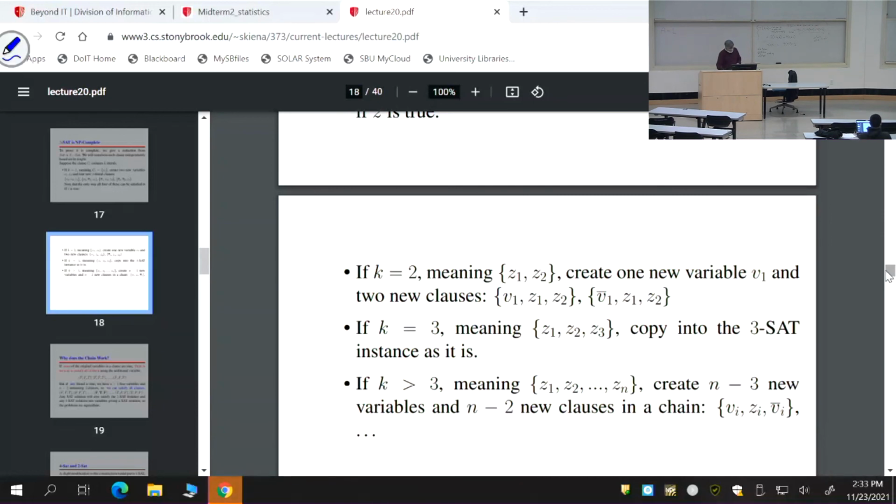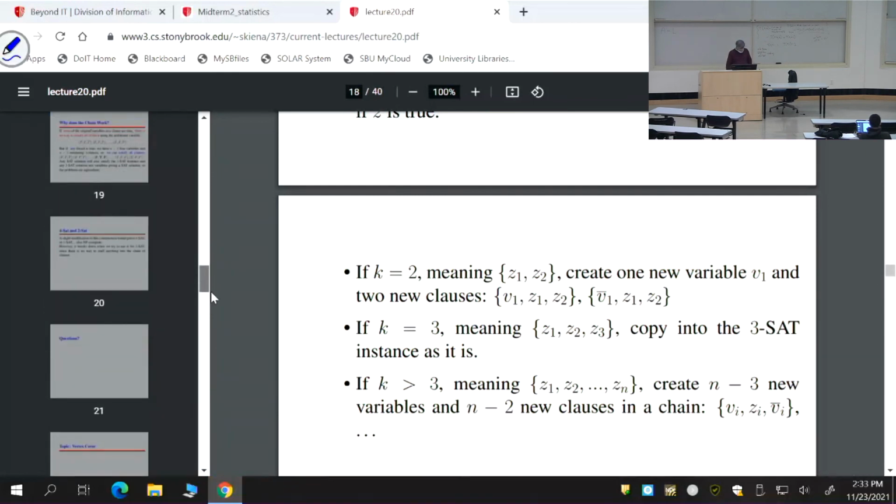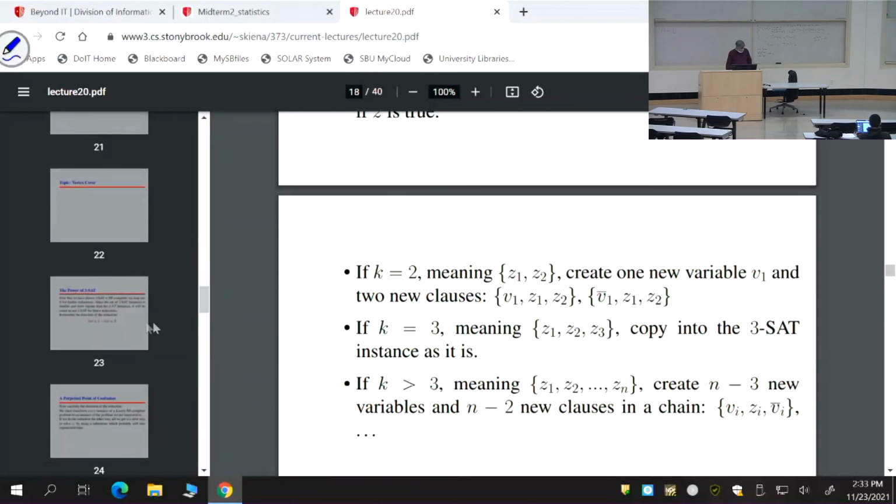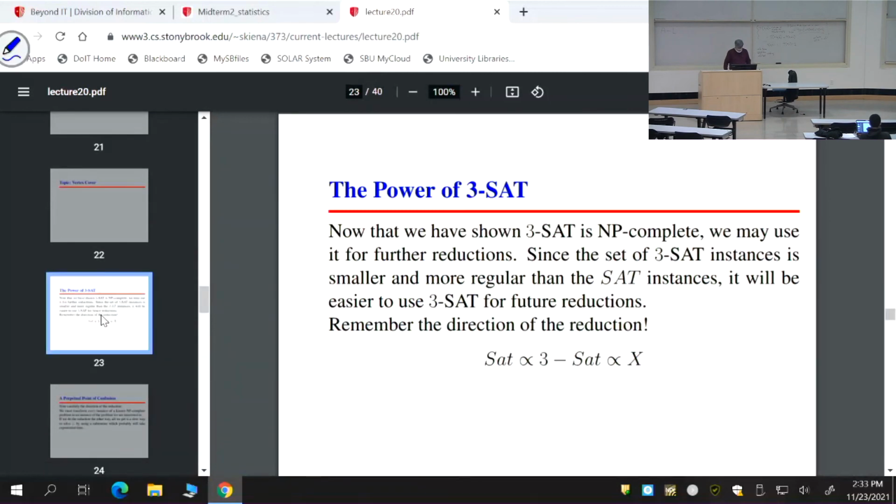By doing these reductions, we're able to prove that satisfiability with larger clauses is every bit as hard as any other satisfiability. So before we only knew that satisfiability was a hard problem, now we know that satisfiability and 3-satisfiability are both hard problems. Any questions?